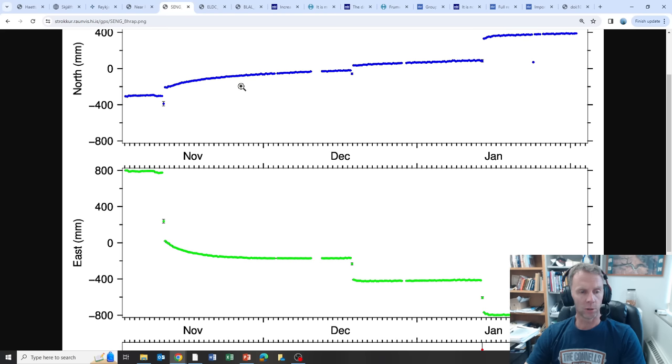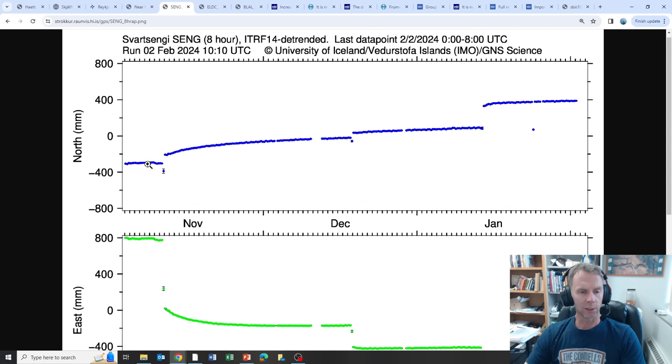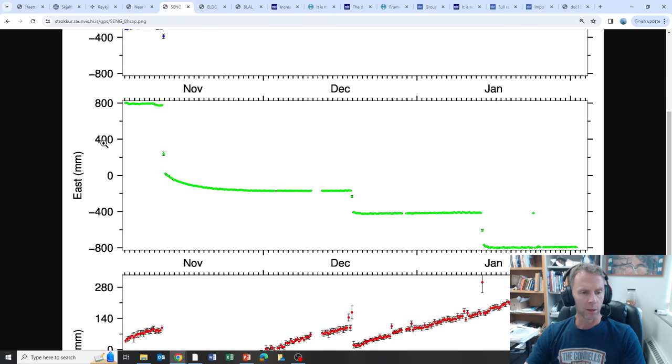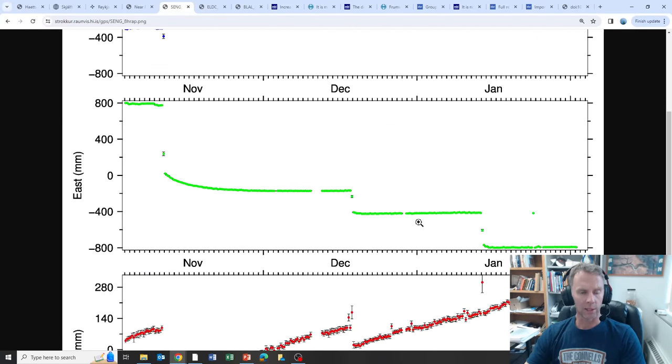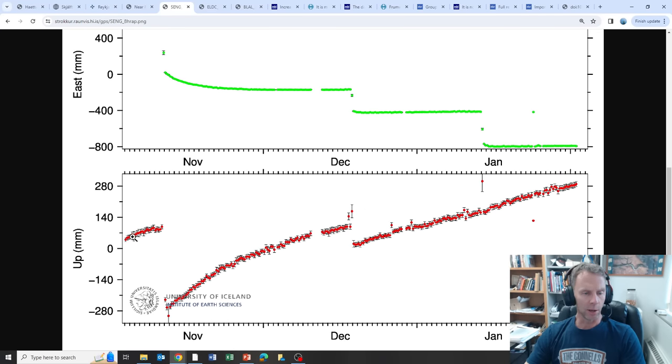So this blue line shows movement of the site of the GPS station over time. Anytime the blue line shifts up, that's a movement to the north. If it goes down, it's to the south. The middle plot with the green dots is east-west motion, so moving up is movement to the east, and when it drops down, that's movement to the west. So this station over the last 3 months has moved to the north and a bit to the west as well. And then the last one here is the up-down motion, so just purely up-down motion.